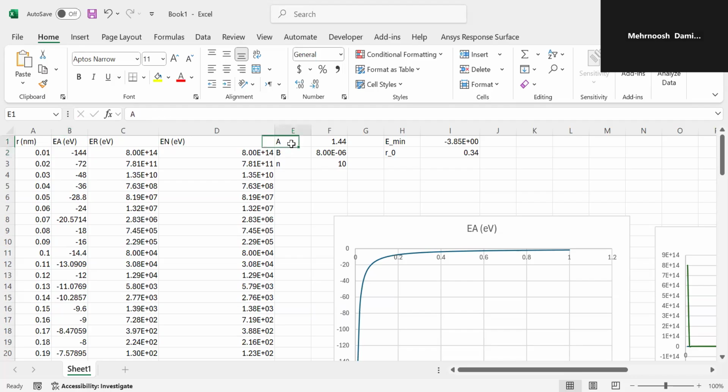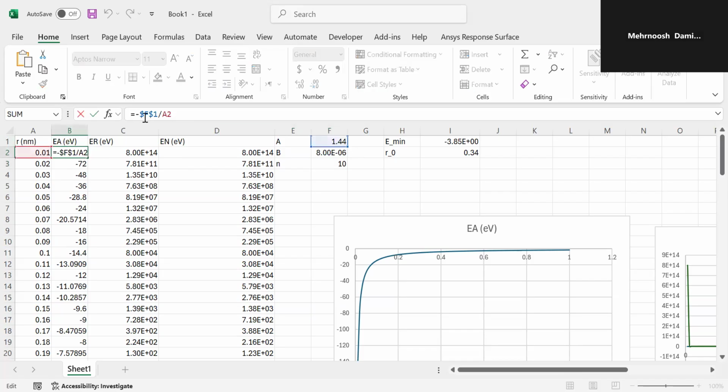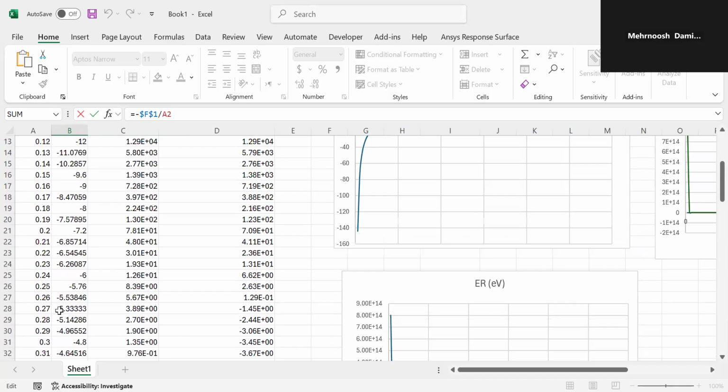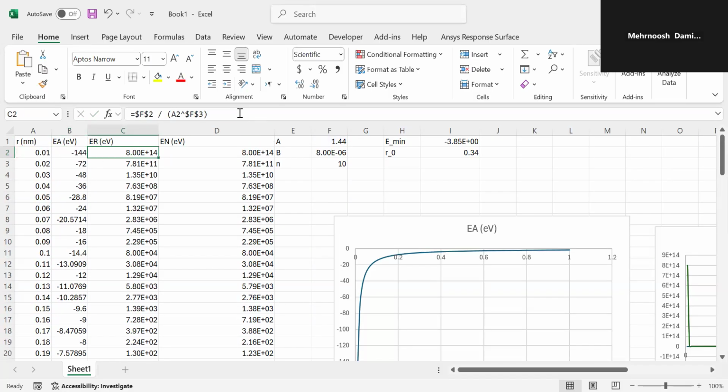Okay, so we need A and B and N. A is 1.44 for this problem. B, if you remember from the problem, for this problem, maybe for the assignment different, is 8E minus 6, and N is 10. Okay, so if you remember what the attractive energy was, it was minus A, that is here, per R, and R is A2, for example, and drag that up to reach R1. I did this before.